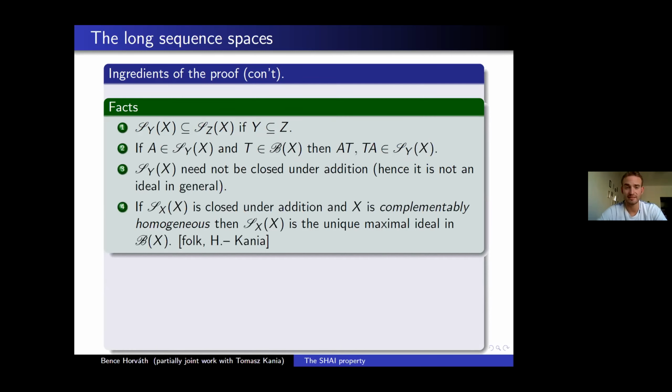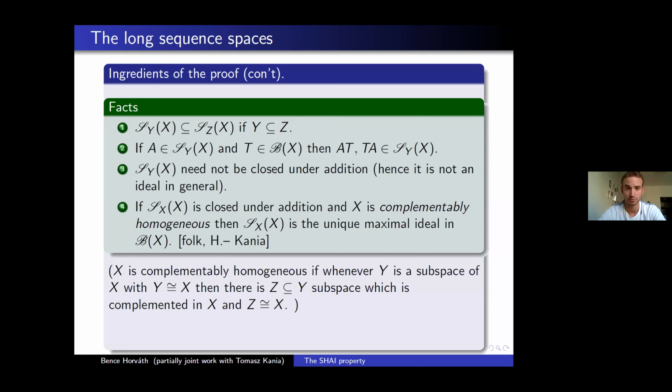We know though that it still has a convenient property, namely that if you consider the X singular operators on X, and if it's closed under addition, so we know that it is an ideal, and X is in addition something called complementarily homogeneous, then it must be the unique maximal ideal in B of X. This is a folk result, I'm sure, but we just included it in the paper with Tomek, so it's easier to read the whole argument.